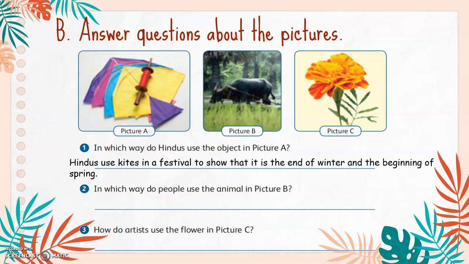Okay, good. Hindus use kites in the festival to show that it is the end of the winter and the beginning of spring. Okay, kalian bisa lihat ya di unit 5.1, di review kembali. And then number 2, in which way do people use the animal in picture B? Where you can find buffalo. Good job! People use water buffaloes for ploughing or farming, for pulling carts, untuk membantu Pak Tani ya, untuk membajak sawah.